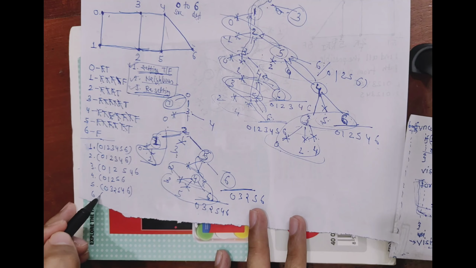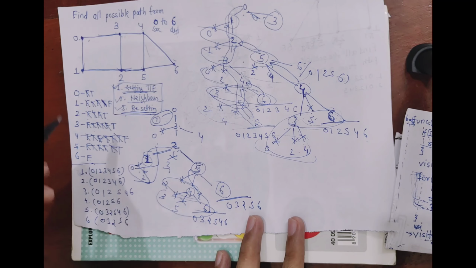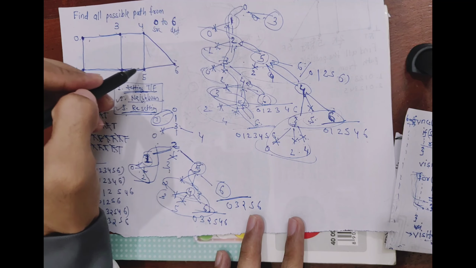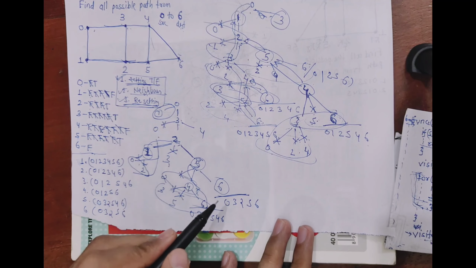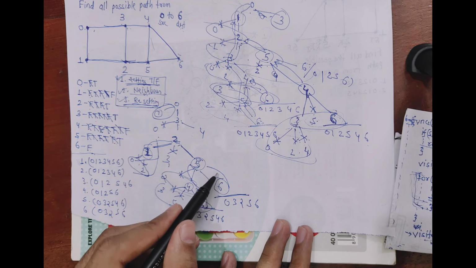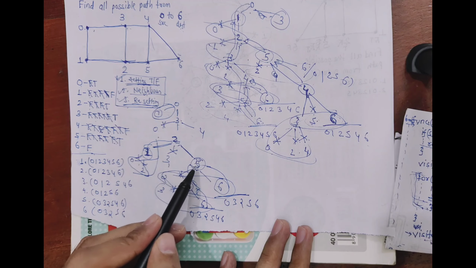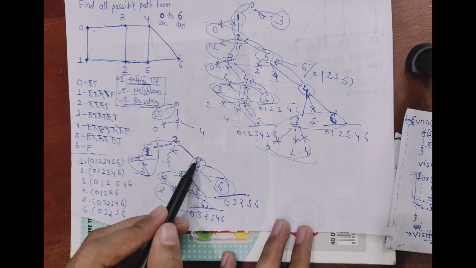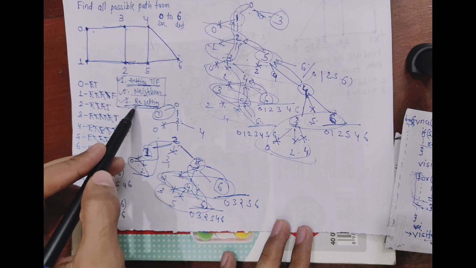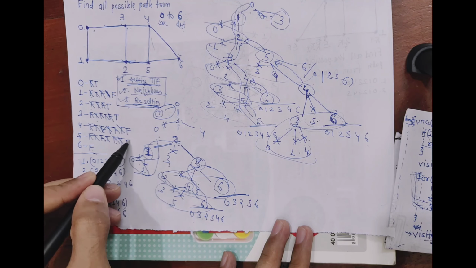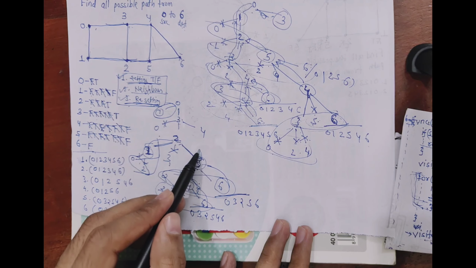So the sixth path is 0 3 2 5 6. Yeah, this is right. Now again we do a backtrack. Now we are done with all the neighbors of 5. Now we have to do a resetting, so we will reset it to false again. Now we will backtrack to this point.